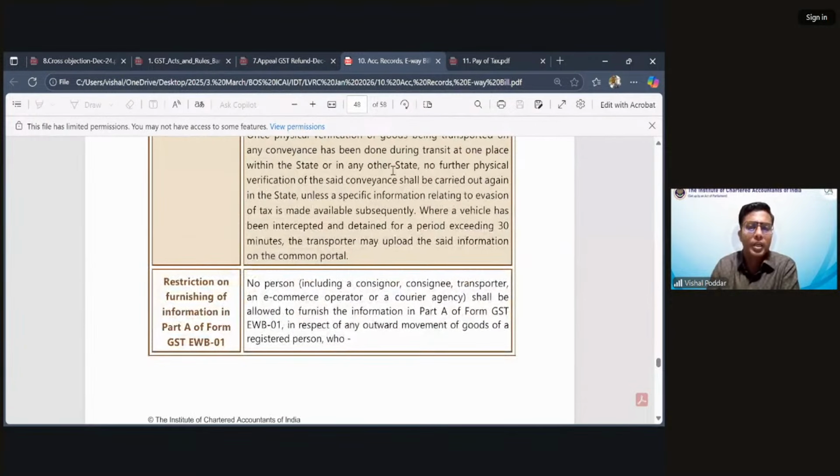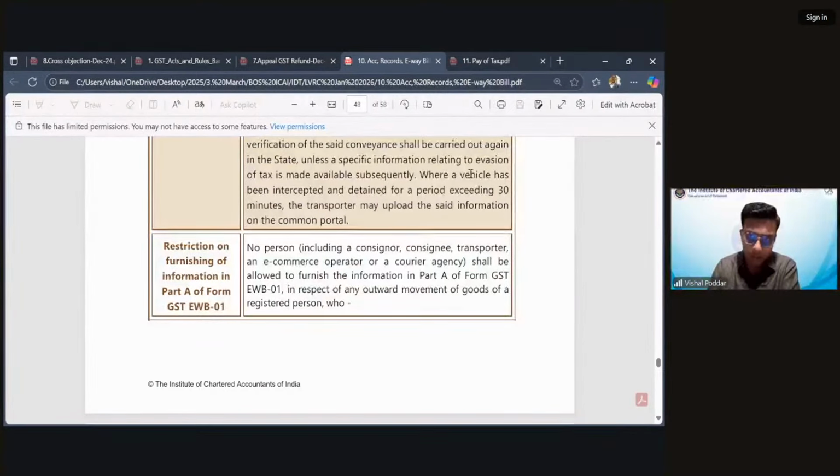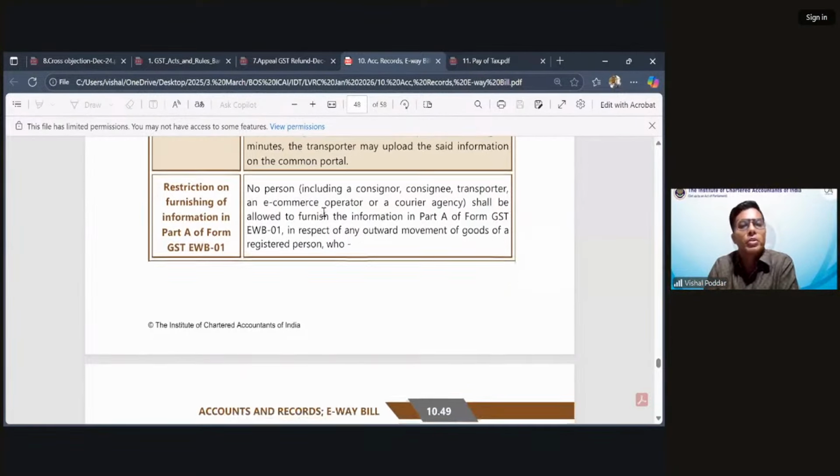Once physical verification of goods being transported in any conveyance has been done during transport at one place within the state or in any other state, no further physical verification of the same vehicle is carried out again unless a specific information of tax evasion is subsequently brought to the notice. Where a vehicle has been intercepted and detained for a period exceeding 30 minutes, the transporter may upload the same information on the portal. So officer is required to give information of this inspection, but let us say he is not putting the details on the portal. The transporter is also allowed to put the information on the portal.